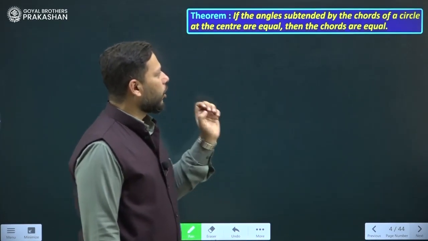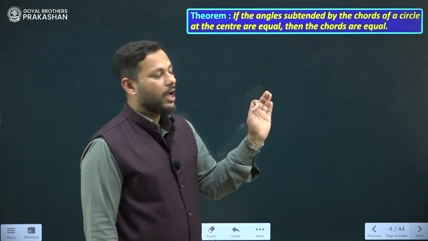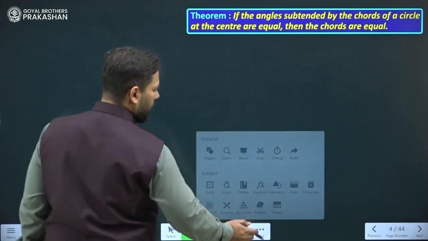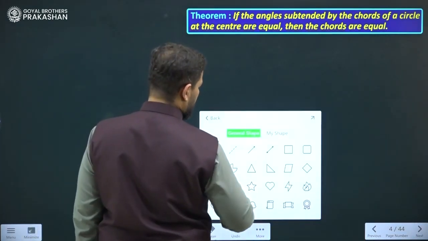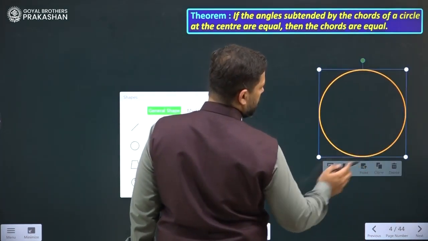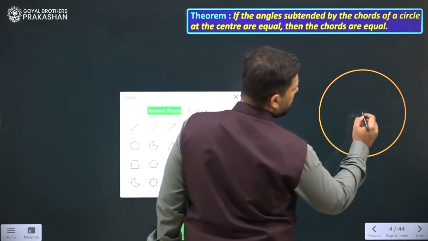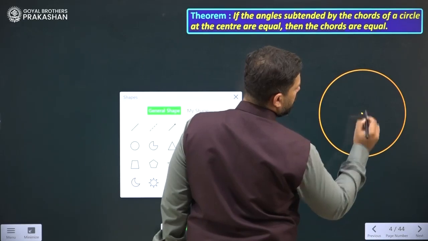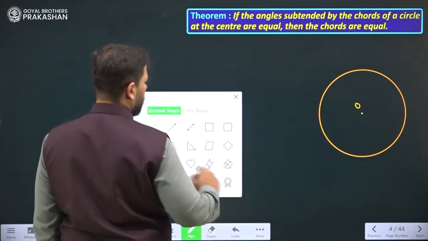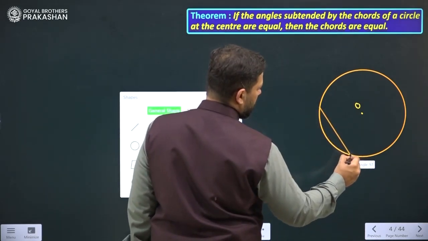If we analyze it, already it's being given that angles subtended by the chords at the center are equal. We have to prove that those chords are equal. Let us first make the figure. Let us have a circle drawn. So this is the circle and it will have a center over here somewhere. This is the center. Let us name it as O, and we have two chords which are subtending equal angles at the center.